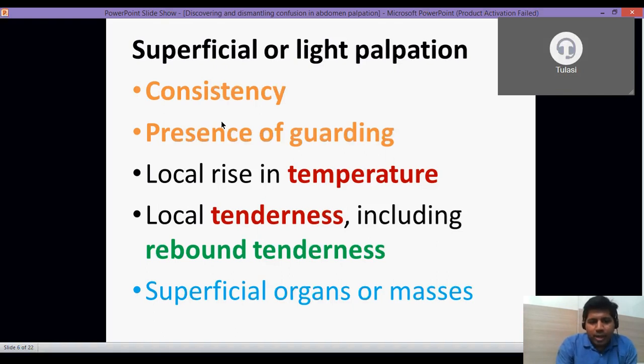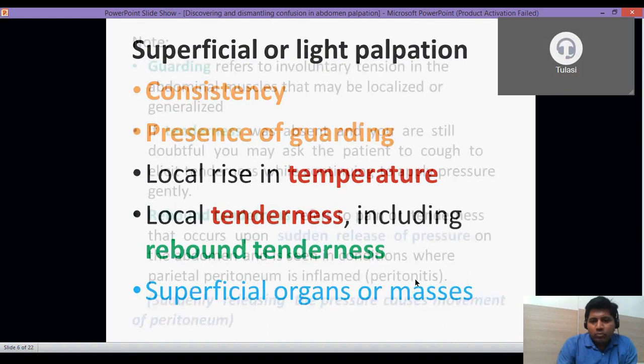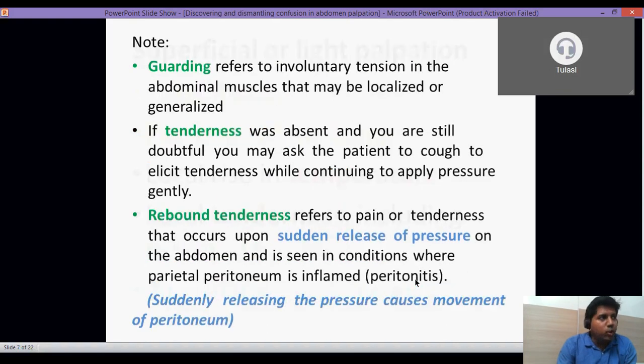So, superficial or light palpation. Superficial organs or masses can also be felt by superficial palpation. Next, this slide will tell you some of the things that we need to reinforce, which are not commonly spoken about. First thing is the guarding. Just observe the definition.